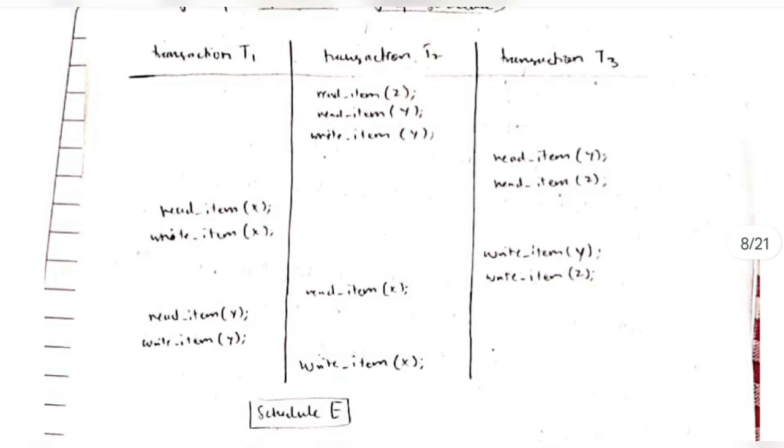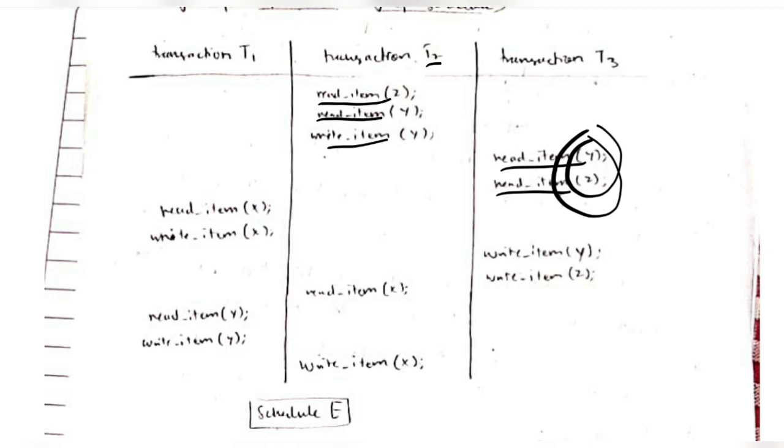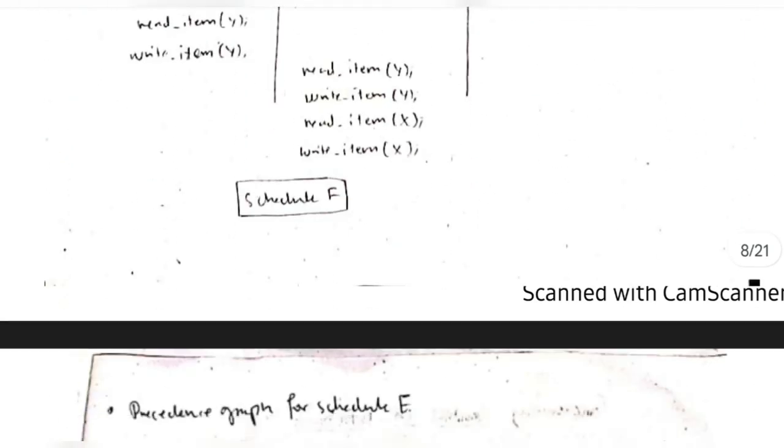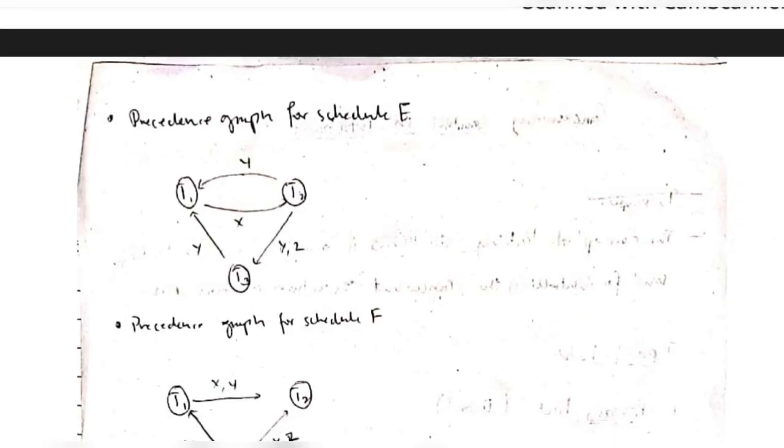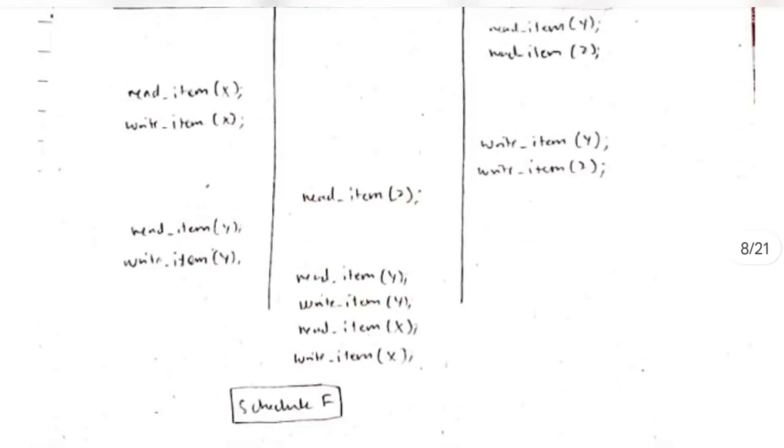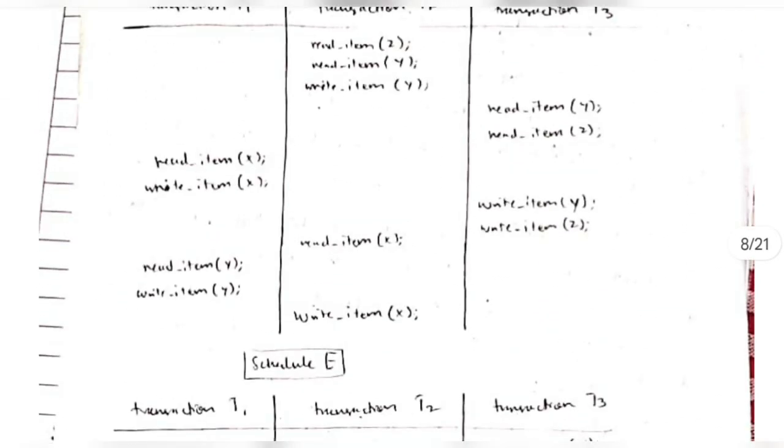Firstly, transactions 1, 2 and 3 are given, and as you can see here in the schedule E, we have read item Z, then read item Y and write item Y. After that we have read item Y and read item Z here. Okay, that comes after, from T2 to T3. So Z is here, and then after that Z came here, Y is here, after that Y came here. Therefore there will be an edge from T2 to T3 on Y and Z. So that's what we are making here in schedule E. We will have from T2 to T3 on Y and Z.